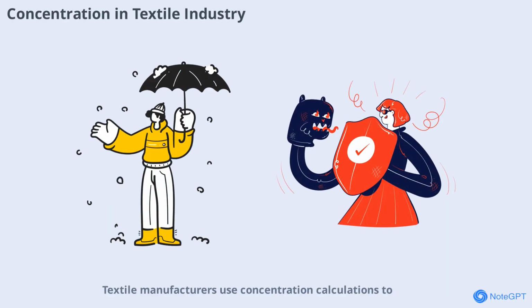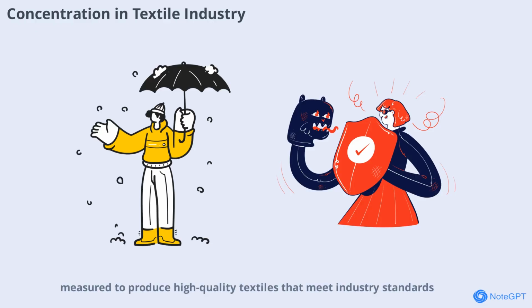Textile manufacturers use concentration calculations to dye fabrics evenly and achieve consistent colors. The amount of dye and chemicals must be carefully measured to produce high-quality textiles that meet industry standards.